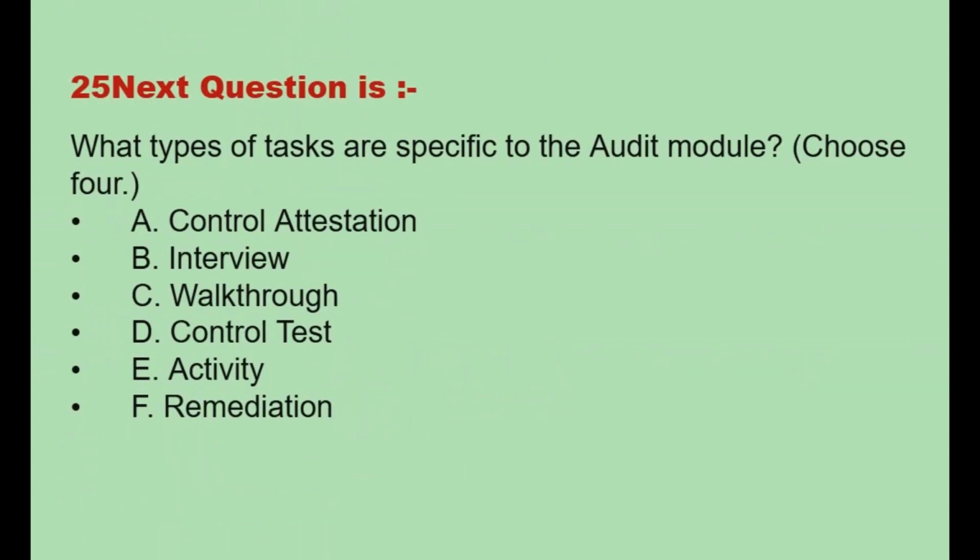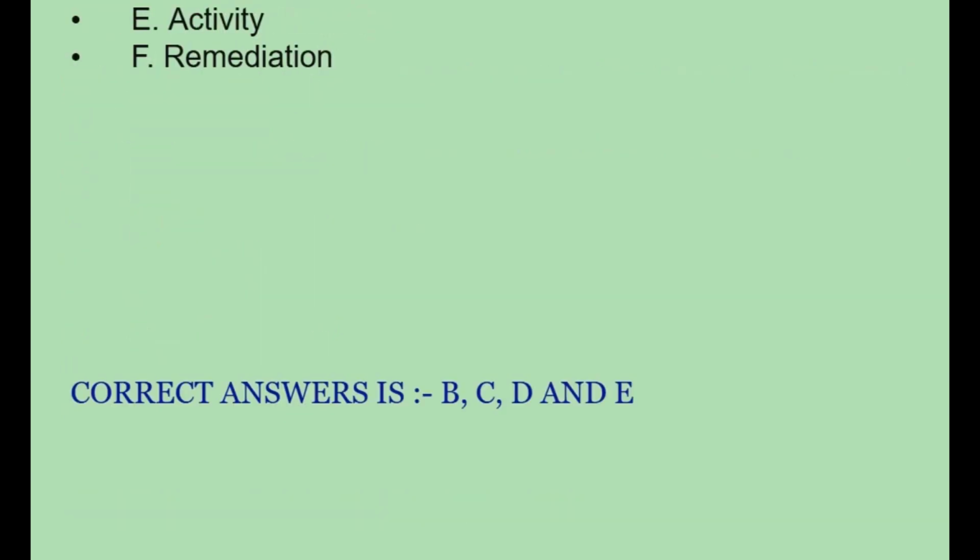Question is, what types of tasks are specific to the audit module? Choose four options. Option A, control attestation. Option B, interview. Option C, walkthrough. Option D, control test. Option E, activity. Option F, remediation. Correct answer is option B, C, D and option E.